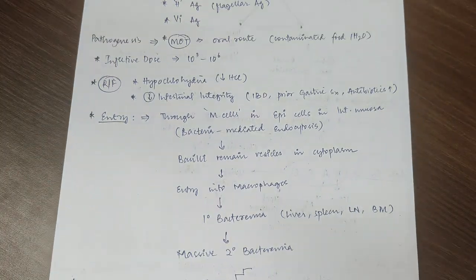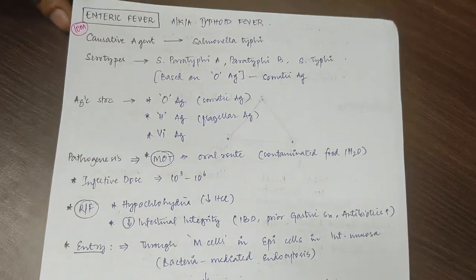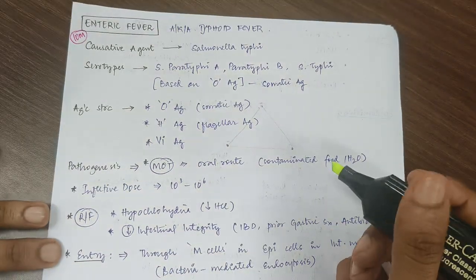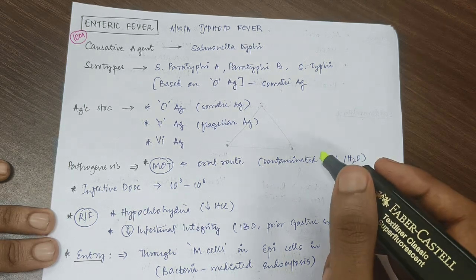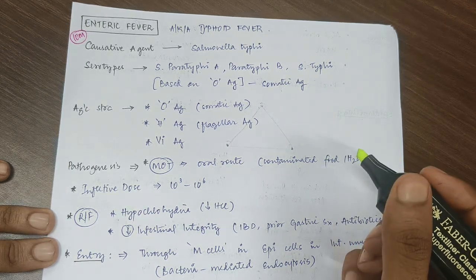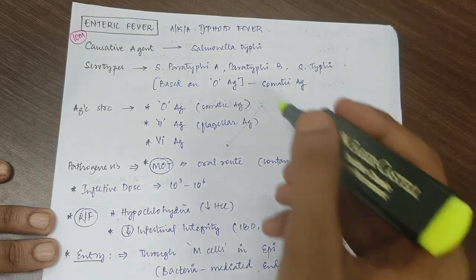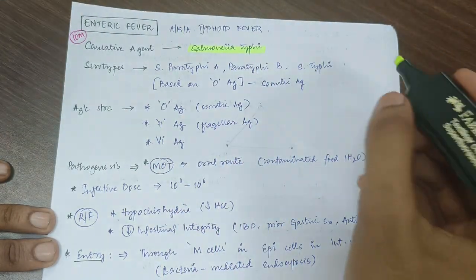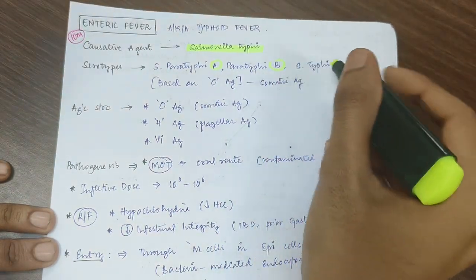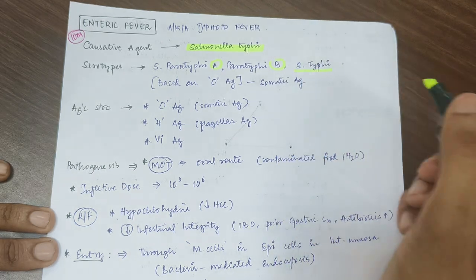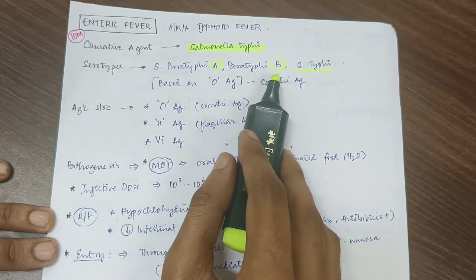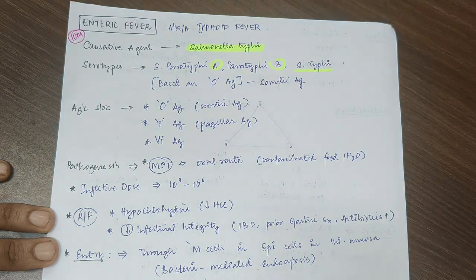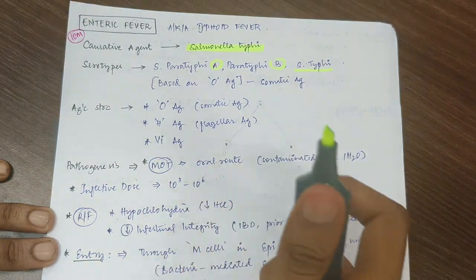Then coming to the enteric fever. What is enteric fever? It is also called typhoid fever. It's a 10-marker question. They will give the case for you. Typhoid fever. Causative agent is Salmonella typhi. What are the serotypes? A, B and typhi. Okay. See, Salmonella paratyphi A, Salmonella paratyphi B and Salmonella typhi. These are the causes, also the serotypes.